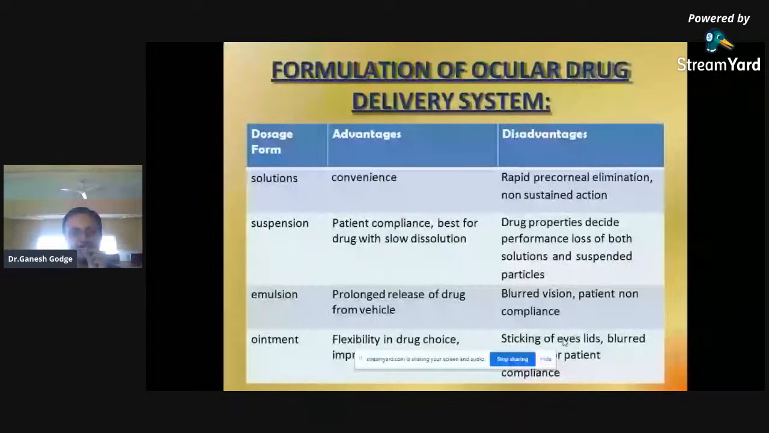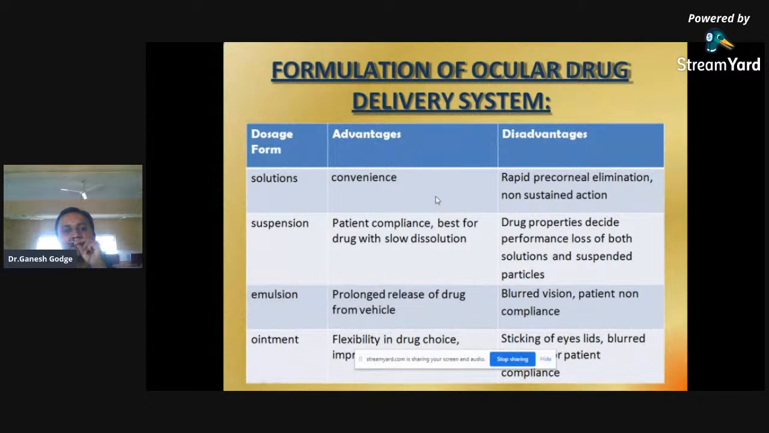Now, formulation of ocular drug delivery systems. Just now we have seen the dosage forms available in ophthalmic products: solutions, suspension eye drops, emulsions, and ointment eye drops are available. Instead of conventional questions, sometimes in examination you may get questions to distinguish advantages and disadvantages of ocular formulations. So for a couple of drug delivery systems you need to discuss and write their advantages and disadvantages.